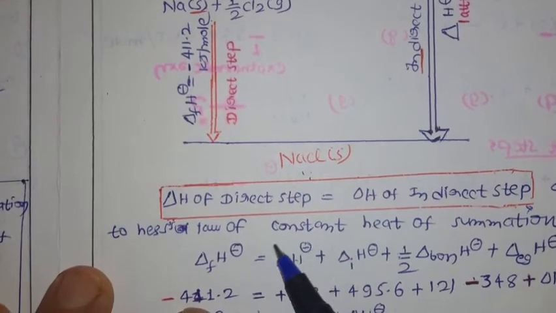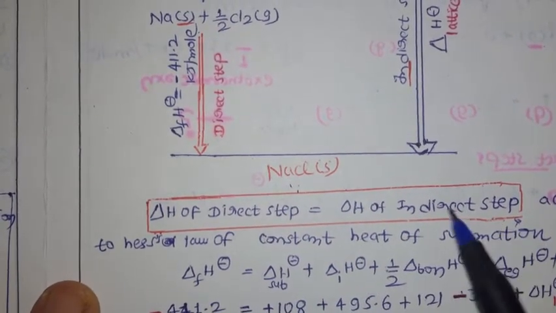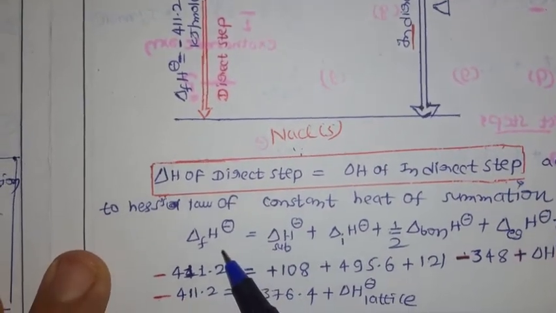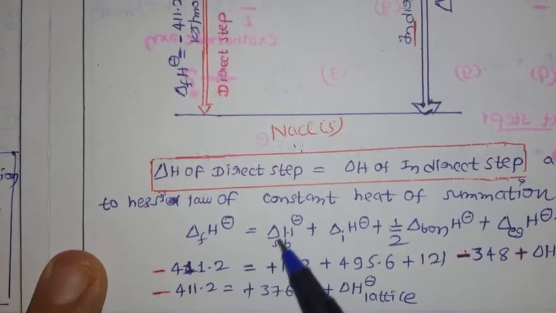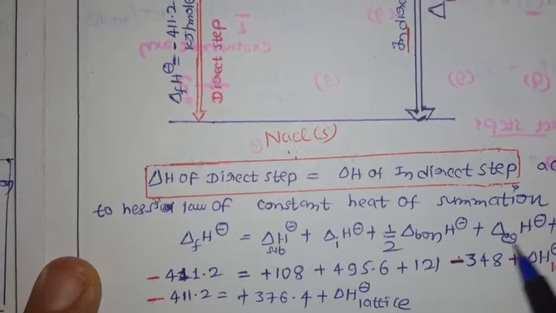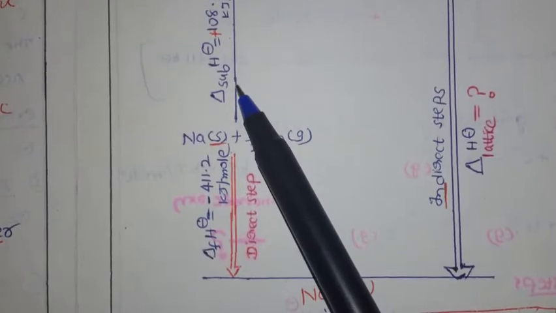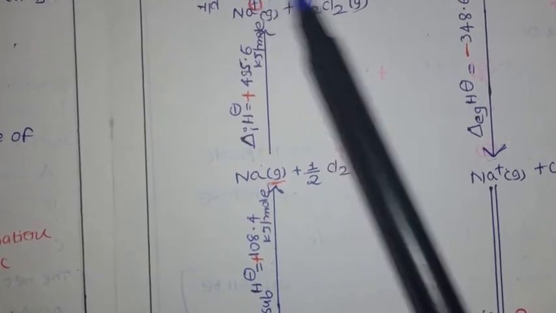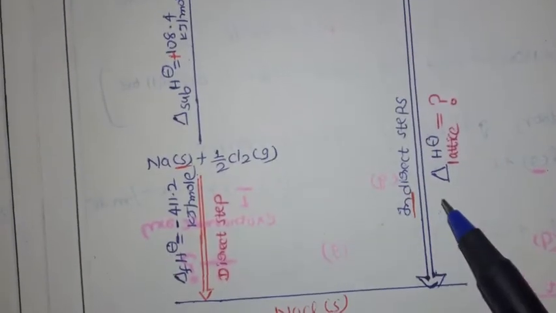According to Hess's law of constant heat of summation, delta H of the direct step is equal to the summation of delta H of the indirect step. Now for the direct step, the enthalpy of formation, how much do we have? Minus 411.2. For the other steps, we take the enthalpy of sublimation first, plus the ionization enthalpy, plus the bond enthalpy, plus the electron gain enthalpy. Next we go for the lattice enthalpy.